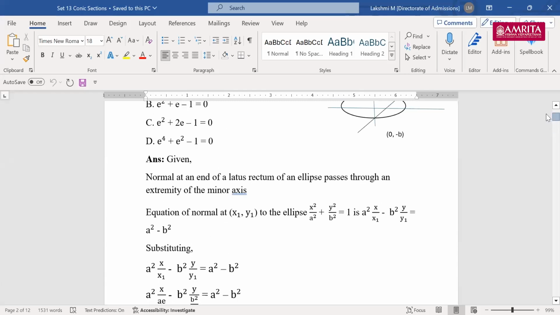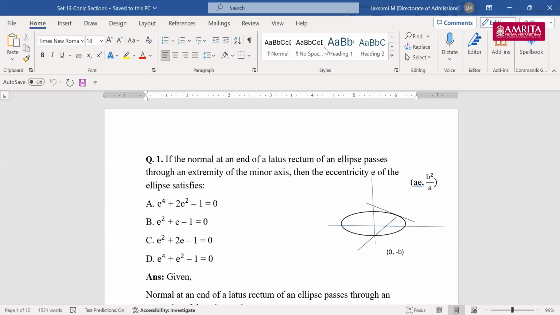When you have to solve such a problem, you just need to know the basic idea. Somebody has given me the answer as option D in the chat box. I think it's Samiksha. Okay.